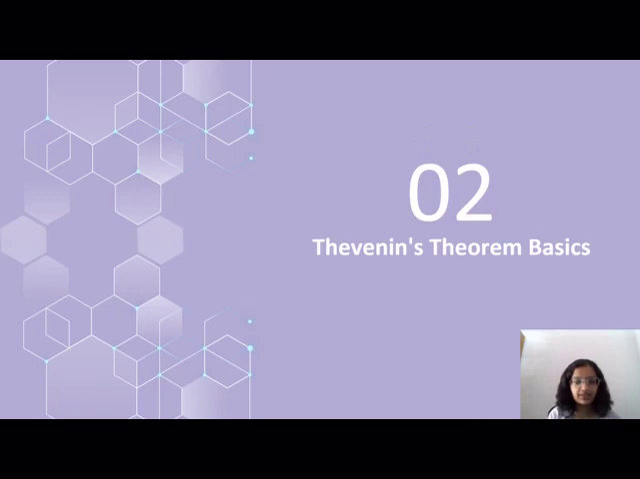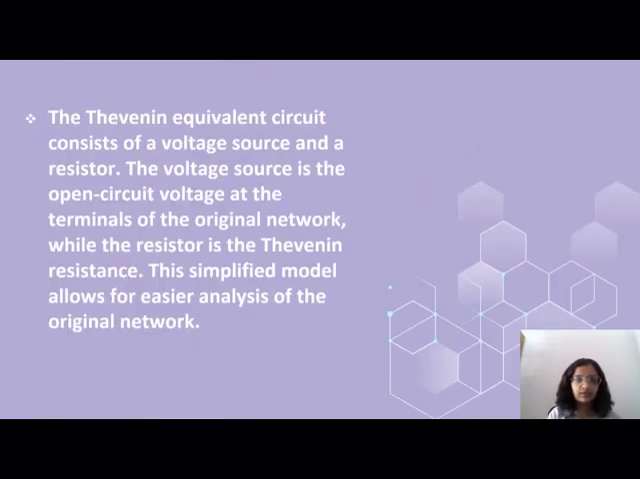Thevenin's theorem basics. The Thevenin equivalent circuit is composed of a voltage source and a resistor, providing a simplified representation of a complex electrical network. In this model, the voltage source corresponds to the open circuit voltage at the terminals of the original network, and the resistor is termed the Thevenin resistance. The use of the Thevenin equivalent circuit simplifies the analysis of the original network by distilling its essential characteristics into a more manageable and comprehensible form.